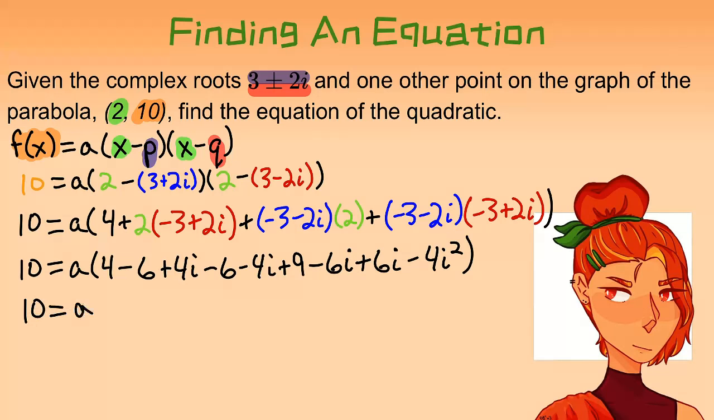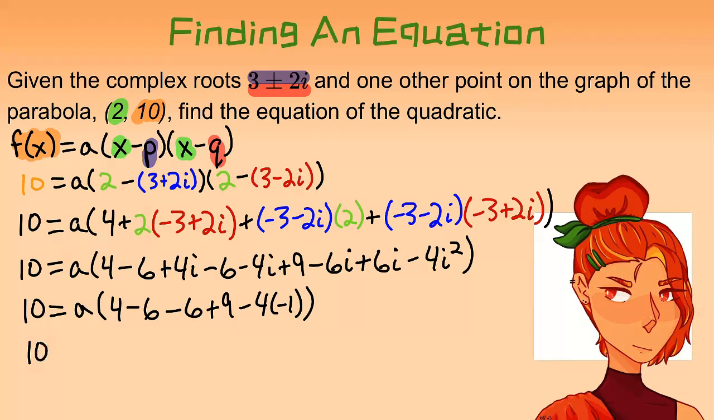So we have 10 is equal to a times the quantity 4 minus 6, then these i's cancel. So we have minus 6 there again, plus 9. Those negative and positive 6 i's cancel. And then it's minus 4 times negative 1. So far, so good? It's not easy. It's just a lot of steps, right? I mean, the math itself you've done, but it's just the number of steps it's hard to keep track.